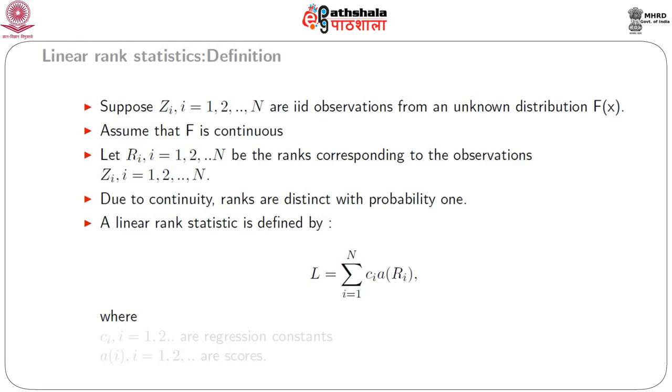Suppose Zi, i running from 1 to n, are IID observations from an unknown distribution F, and we assume that F is continuous. Let Ri be the ranks corresponding to the observations Zi. Due to continuity, ranks are distinct with probability 1. A linear rank statistic is defined as L, which is the sum of Ci multiplied by A of Ri, summing i from 1 to n, where Ci are known as regression constants and Ai are known as scores.